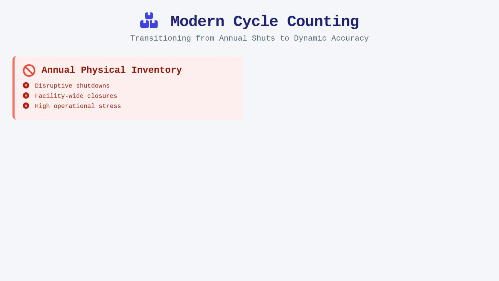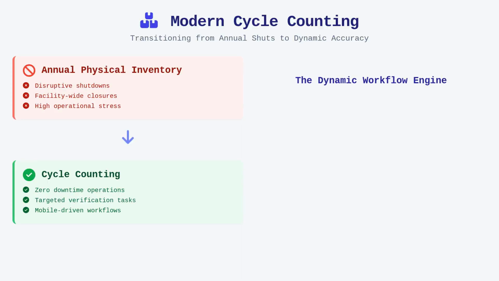Cycle counting is the cornerstone of maintaining a reliable warehouse, moving us away from the disruptive nature of annual physical inventories. In this system, we rely on mobile device workflows that guide warehouse workers through targeted counting tasks without requiring a facility-wide shutdown. The beauty of this approach lies in its dynamic nature, where we can trigger counts based on specific events rather than just arbitrary calendars.